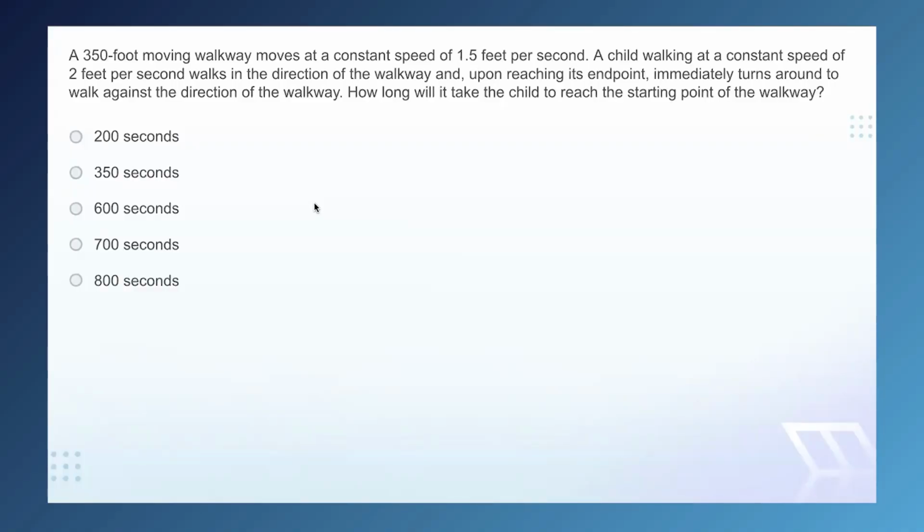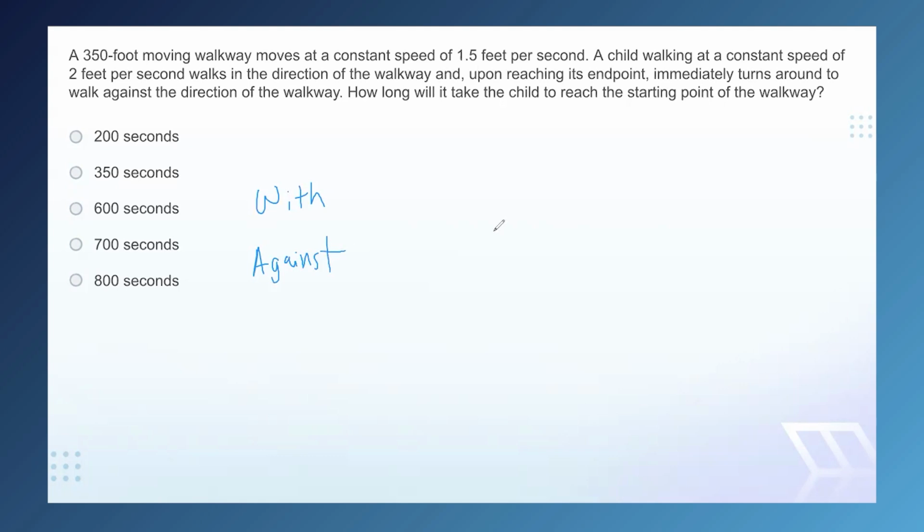Last up is relative rate. Now, this is the only type of distance rate question that I do typically see solved with the combined rate method, so we'll jump straight in with that approach. As always, pause the video if you want to try this one independently. In this problem, we have two stages, moving with the walkway and moving against the walkway.